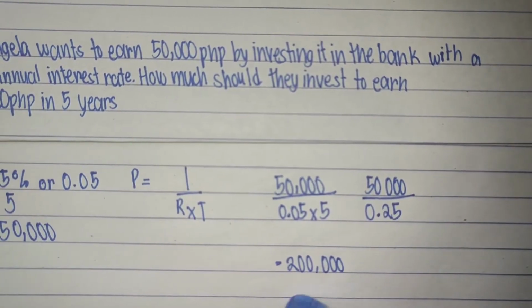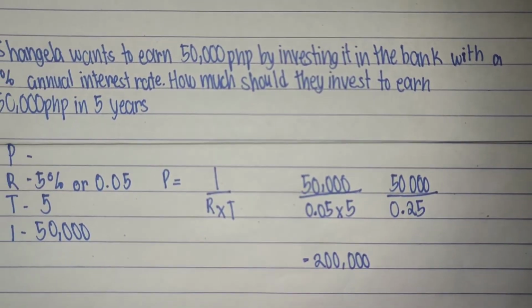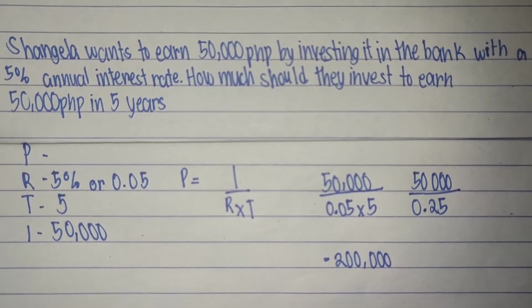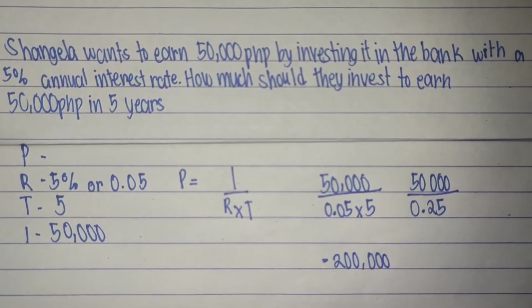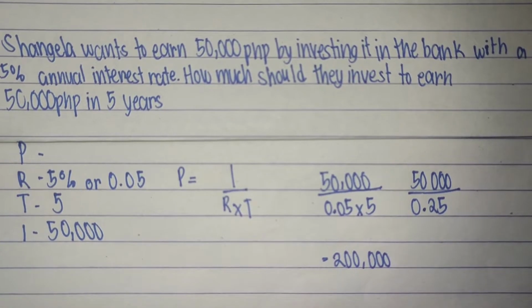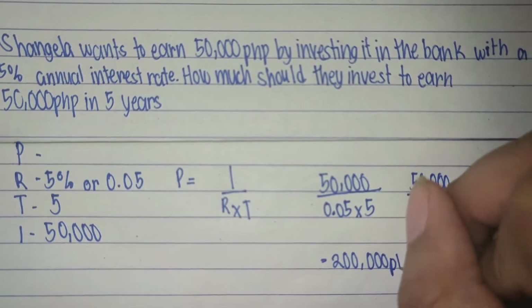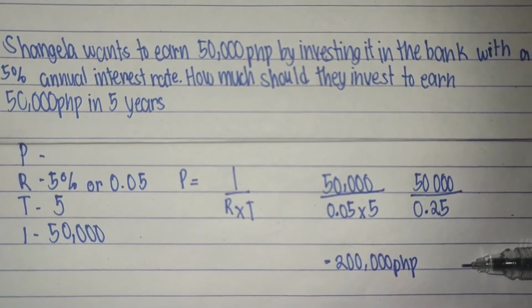So, ito na ang ating principal. Ang principal na need ni Shangela na i-invest ay 200,000 para makakuha siya ng 50,000 pesos in interest in 5 years dun sa bangko na may 5% annual interest rate. So, ito na siya. 200,000 pesos.